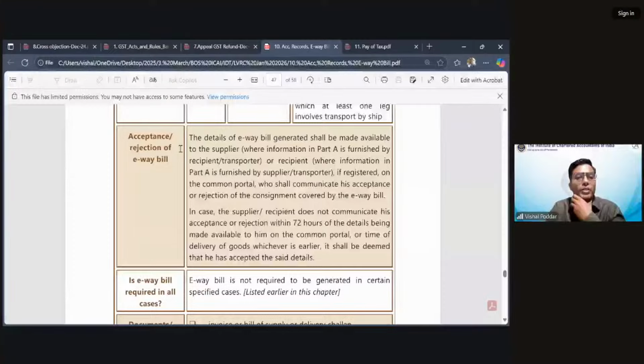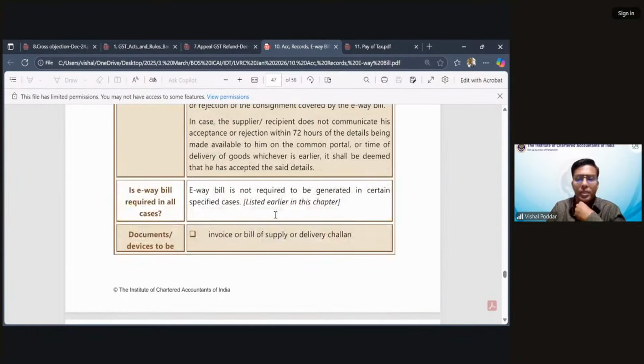This is the point of rejection I was telling you. So the other party has 72 hours to accept or reject. No action is deemed acceptance.